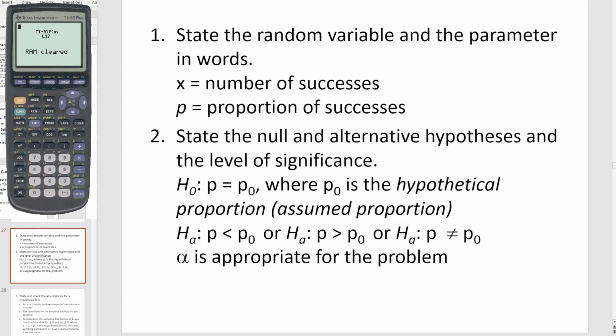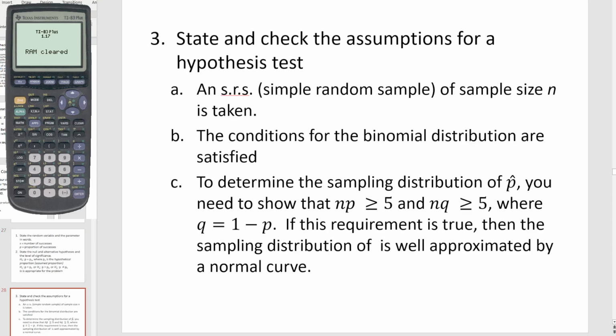So the null hypothesis is going to be that H naught is P equals P naught, where P naught is the hypothetical proportion, the assumed proportion. And the alternative hypothesis is that P is less than P naught, or that P is greater than P naught, or that P is not equal to P naught. And we want to choose an alpha that is appropriate for the problem. Step 3 is stating and checking the assumptions for a hypothesis test.